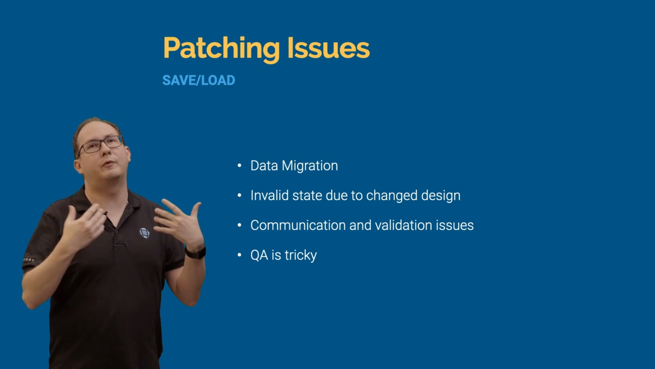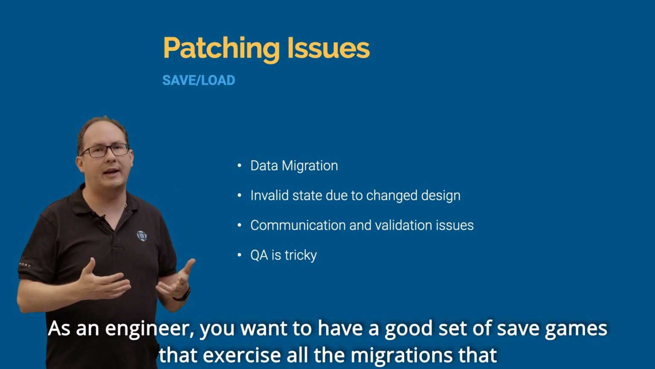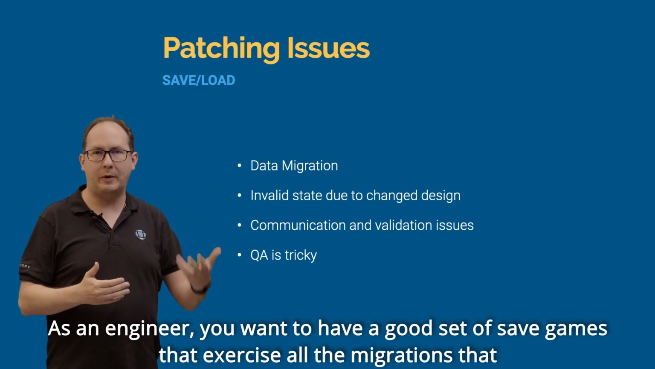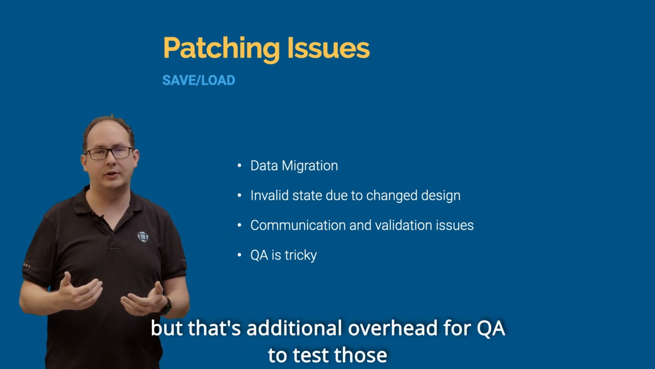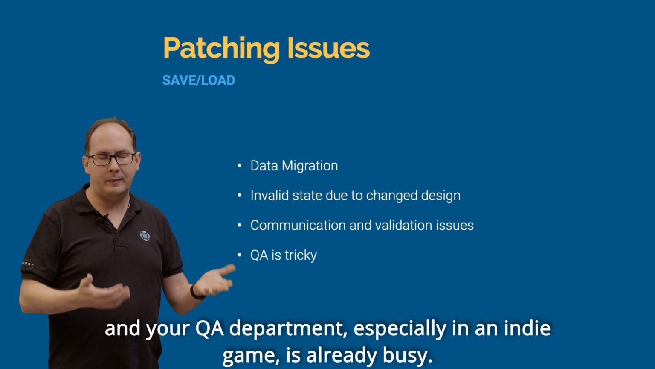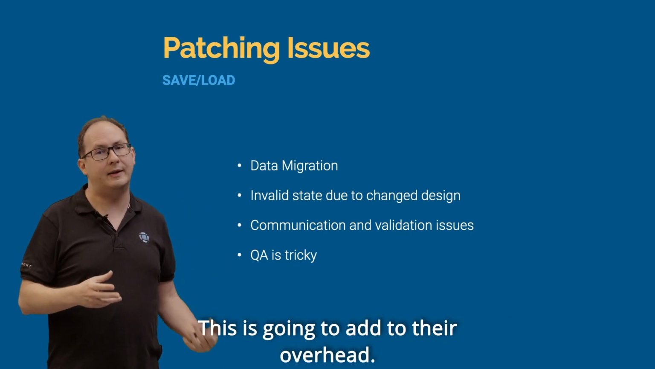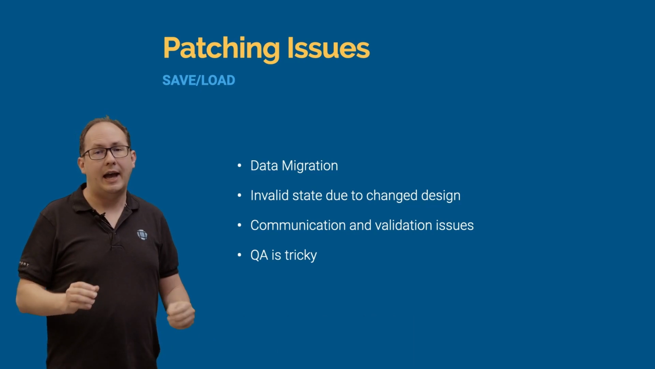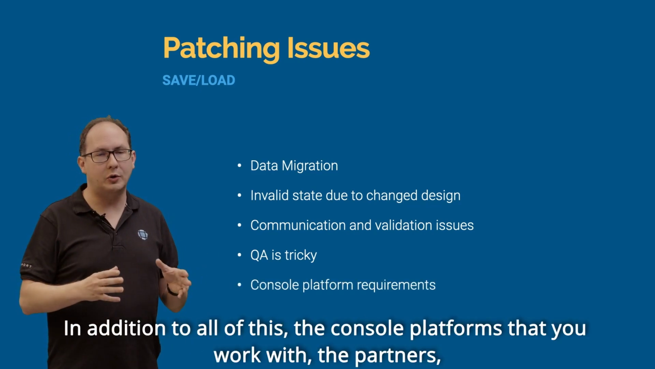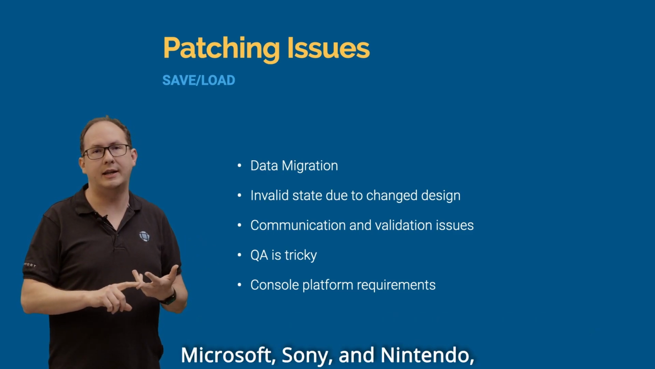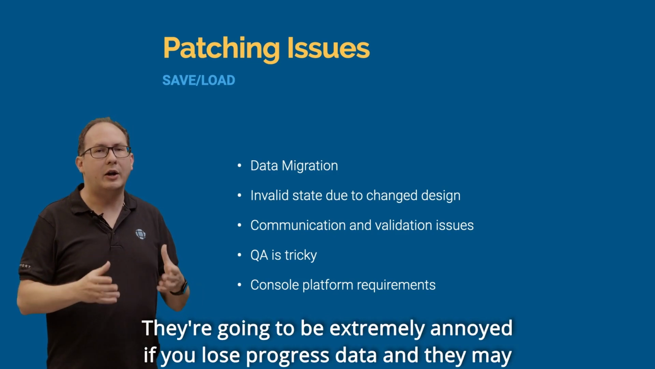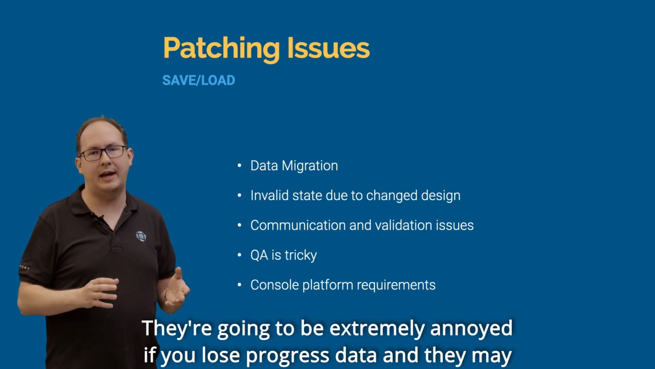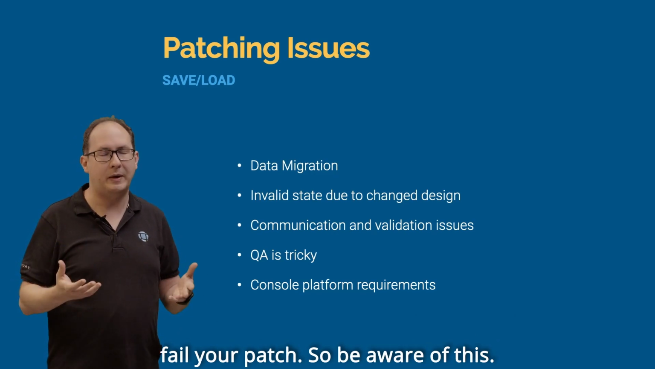As an engineer, you want to have a good set of save games that exercise all the migrations that are going to occur, but that's additional overhead for QA to test those. And your QA department, especially in an indie game, is already busy, and this is going to add to their overhead. In addition to all of this, the console platforms that you work with, especially the partners, Microsoft, Sony, and Nintendo, have requirements around patches and losing player progress data. They're going to be extremely annoyed if you lose progress data, and they may fail your patch. So be aware of this.